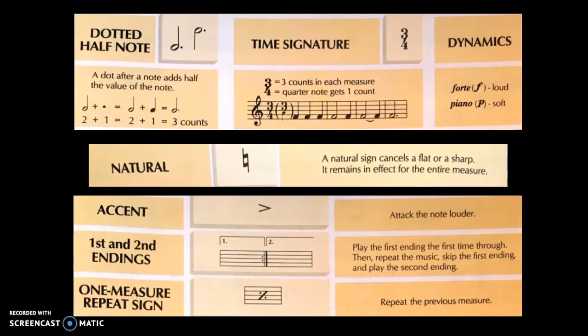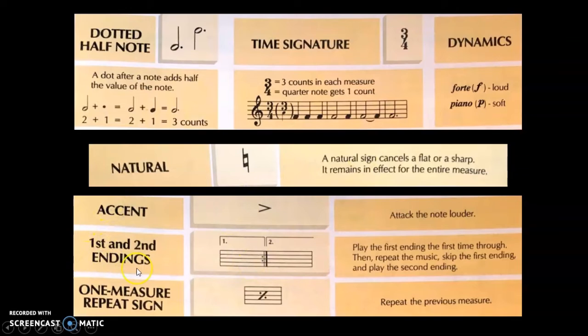Then when you go on to read the next measure, you're just remembering what notes are flat or sharp indicated by the key signature. Accents means that we attack the note louder, but we're only going to play 3/4 of the note. Not a full 1 count, but 3/4 of a count if it was a quarter note.